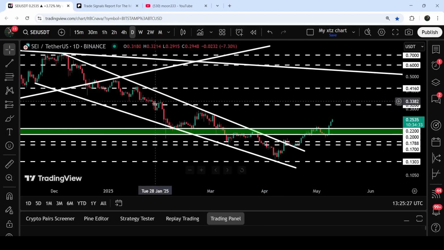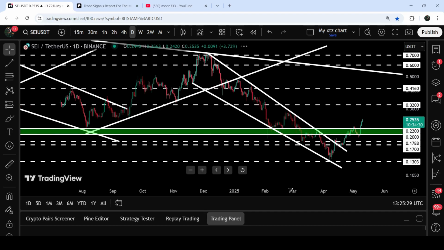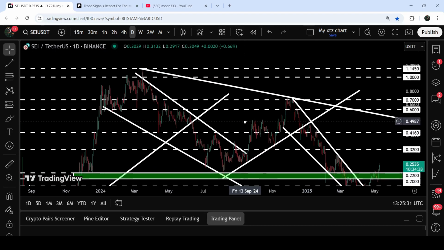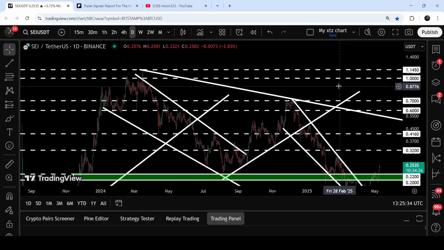And in today's video, we will analyze this move. And I would also like to show you another breakout that has happened here on the daily time frame chart from the previous falling wedge pattern as well.